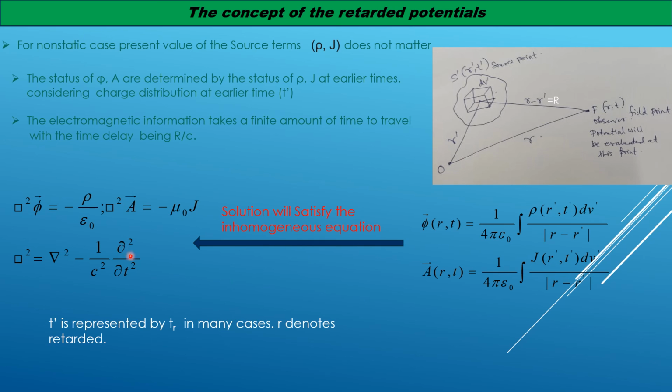I have denoted it as t prime. You can also denote the retarded potential with a subscript r for retarded, which may be convenient. There is nothing more in it. I hope you have understood; this is the concept of the retarded potential.